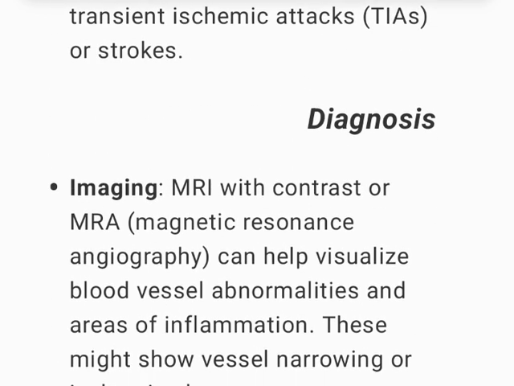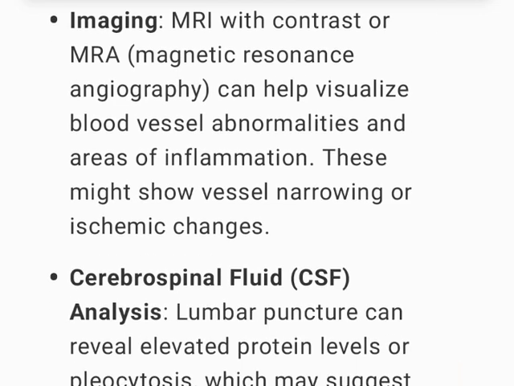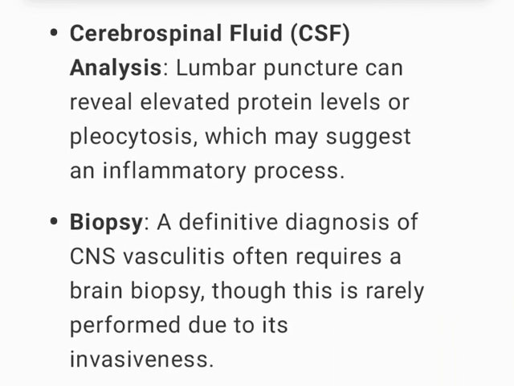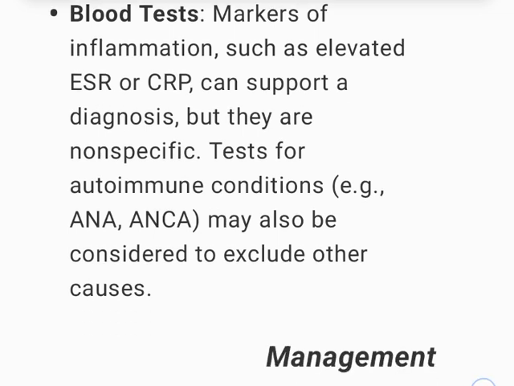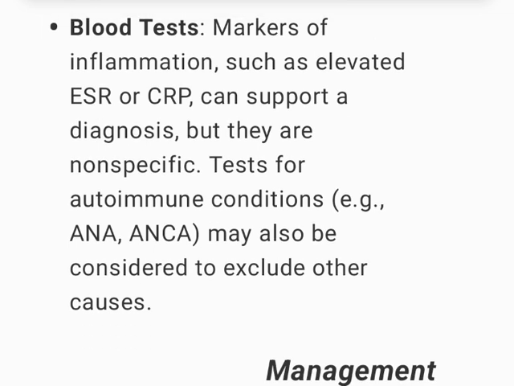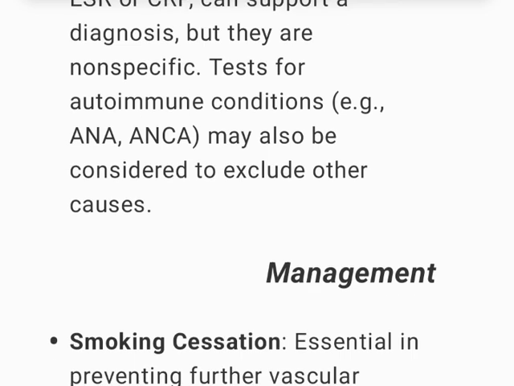Diagnosis. Imaging. MRI with contrast or MRA, magnetic resonance angiography, can help visualize blood vessel abnormalities in areas of inflammation. These might show vessel narrowing or ischemic changes. Cerebrospinal fluid, CSF analysis. Lumbar puncture can reveal elevated protein levels or pleocytosis, which may suggest an inflammatory process. Biopsy. A definitive diagnosis of CNS vasculitis often requires a brain biopsy, though this is rarely performed due to its invasiveness. Blood tests, markers of inflammation such as elevated ESR or CRP, can support a diagnosis, but they are nonspecific. Tests for autoimmune conditions, e.g., ANA, may also be considered to exclude other causes.